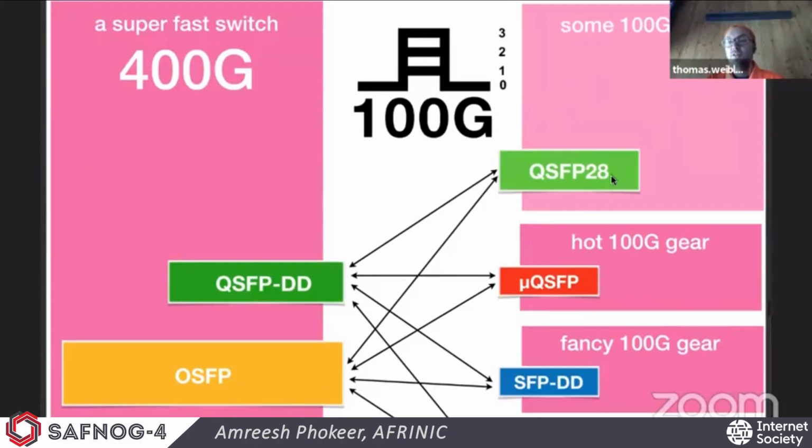Why do I mention the QSFP28 here? The QSFP28s we currently have out there are not compatible on the optical side with the 400 gigabit, because they don't do 100 gigabit per lane on the optical side.